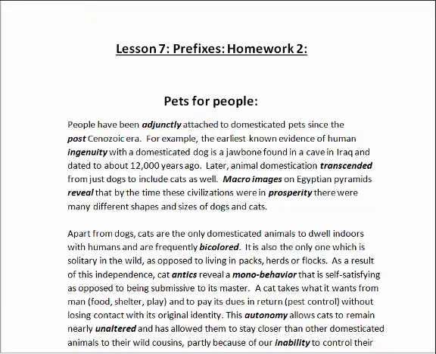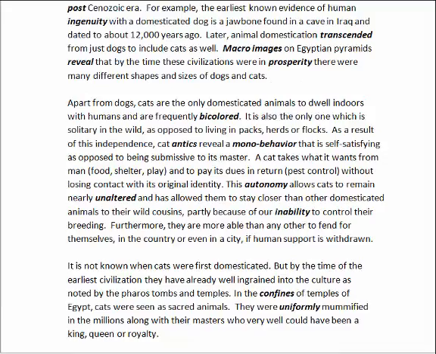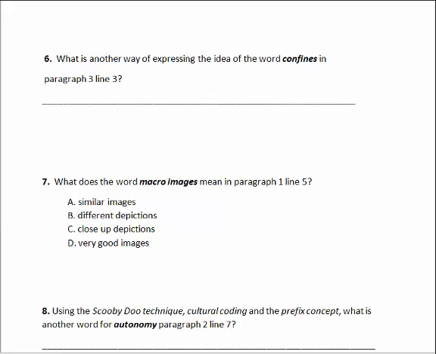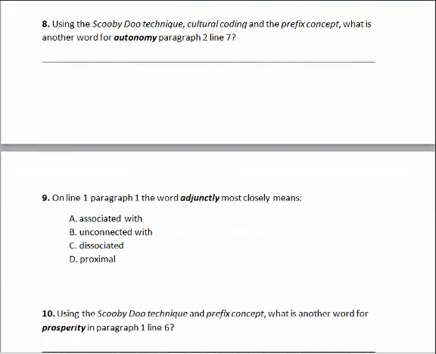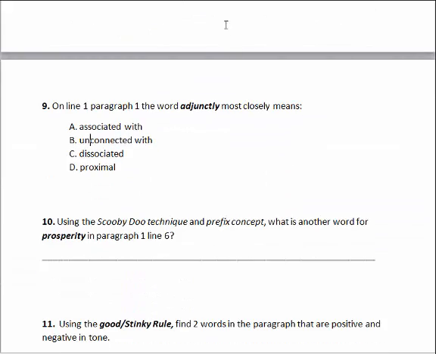So when you add or connect pets to people, what's another word for that using the Scooby-Doo? We come on down here, we take a look at our answer choices, and we start with A. A says associated with. When you connect, are you associated? Maybe, put a dot by that. It sounds okay so far. B, unconnected, that's opposite. We can cross that out.